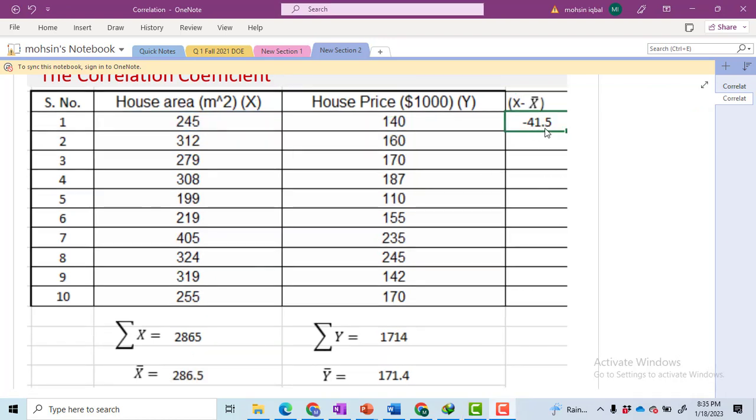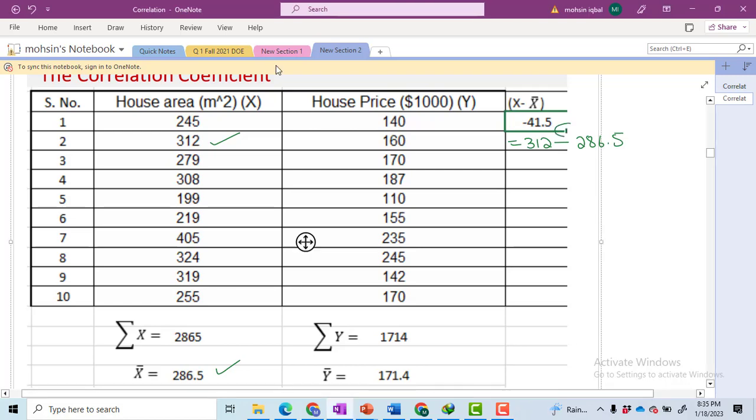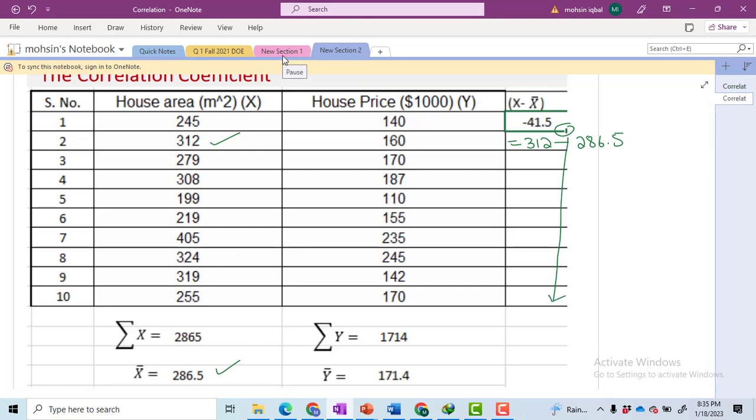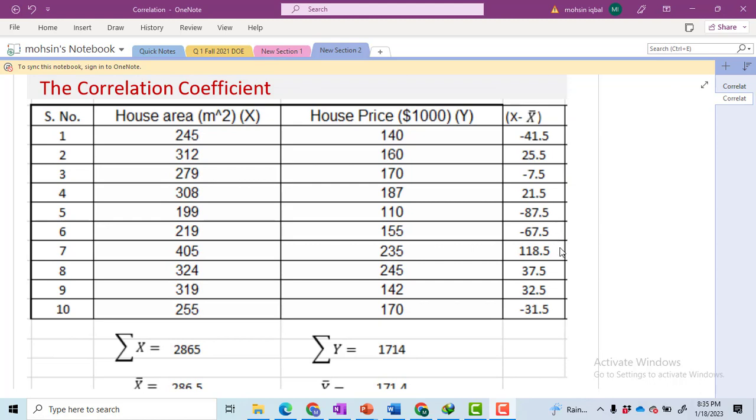If I do it for the second value, this is my X2 value, 312 minus this is my mean, 286.5, and then you can do the calculation on a calculator. If you want to do this calculation in Excel, click on this lower right corner button and drag it down till the end of the cells, and you get all of the values in a fraction of a second. You can see that all of the values have been calculated.